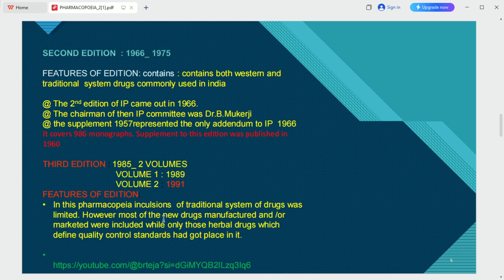Okay, features of the edition. In this pharmacopoeia, inclusion of traditional system drugs was limited. However, most of the new drugs that were manufactured and marketed were included, while only those herbal drugs which had defined quality control standards got a place in it. What's the main function of the third edition? It helps industrial pharmacy in preparing medicines, tablets and capsules, with proper manufacturing and marketing under quality control. Helpful mainly for industrial pharmacy in the manufacturing of new drugs.